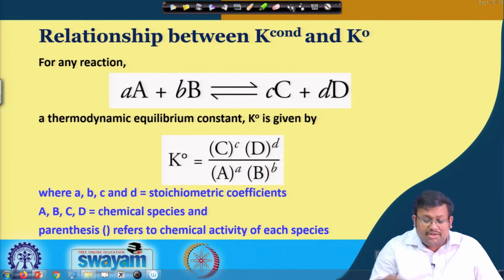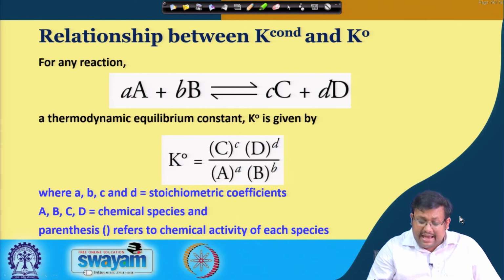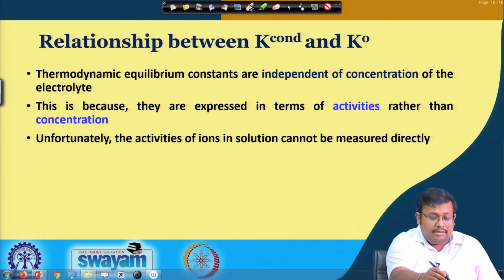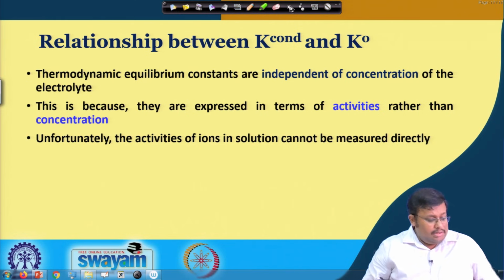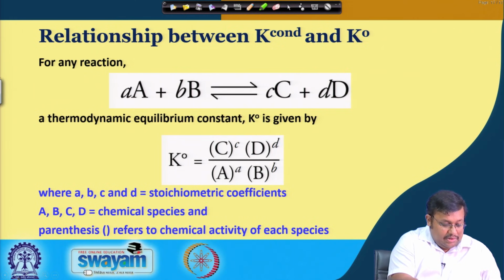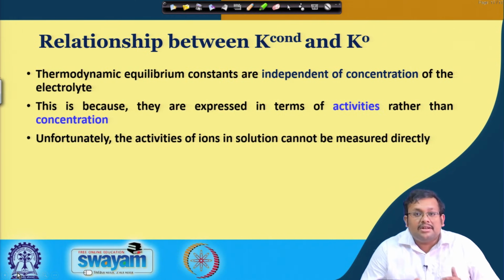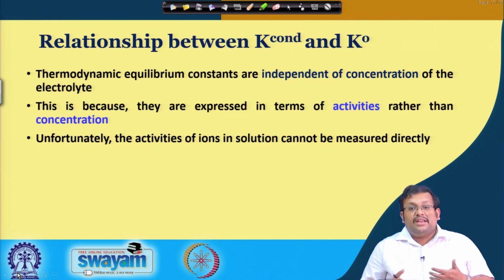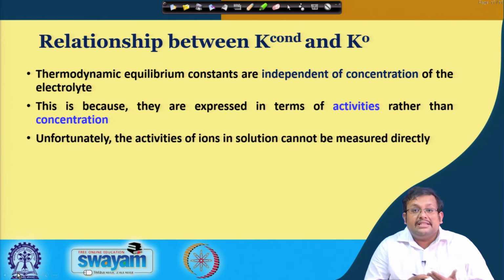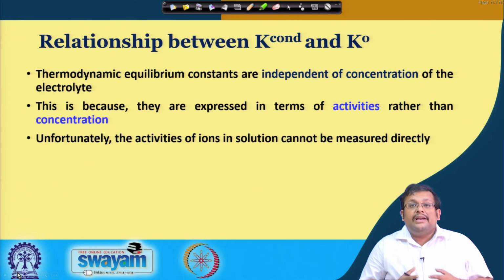However, how do we get the relationship between K0 and the conditional stability constant? The thermodynamic equilibrium constants are independent of the concentration of the electrolyte. We have already seen that, because they are expressed in terms of activities rather than concentration. Since they are expressed in terms of activities, they are independent of the concentration of the electrolyte.